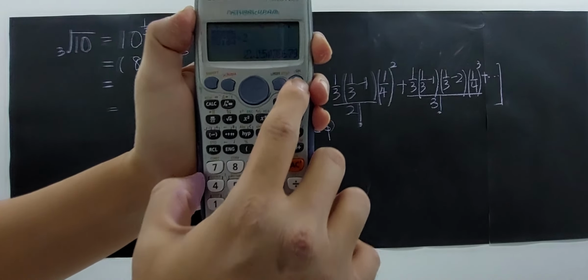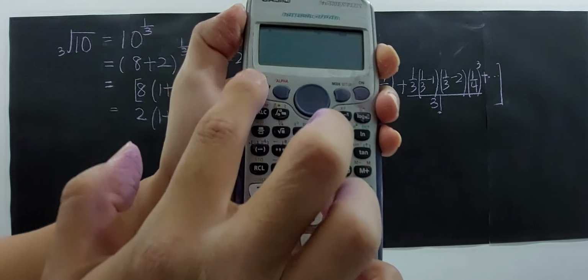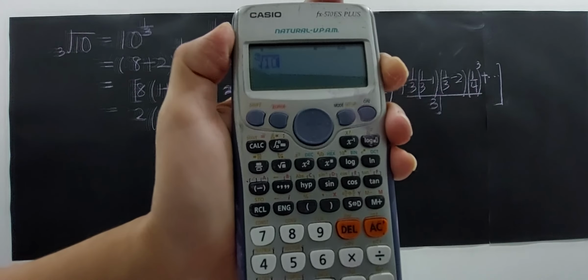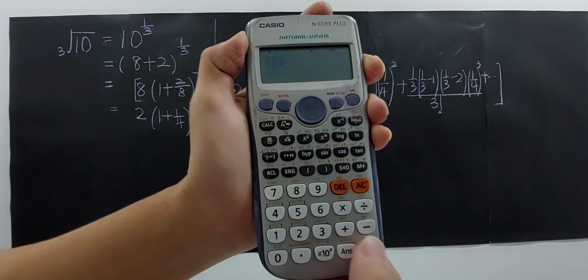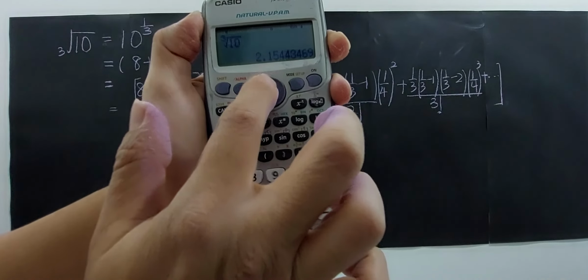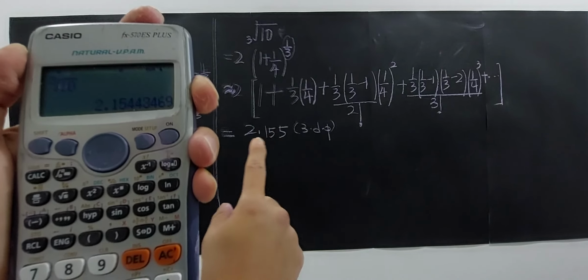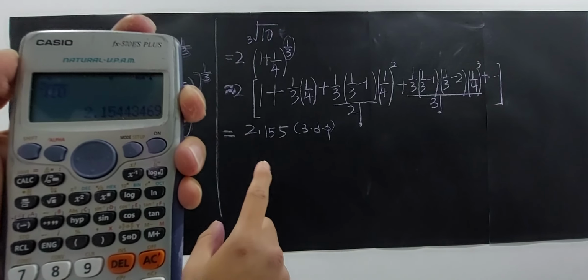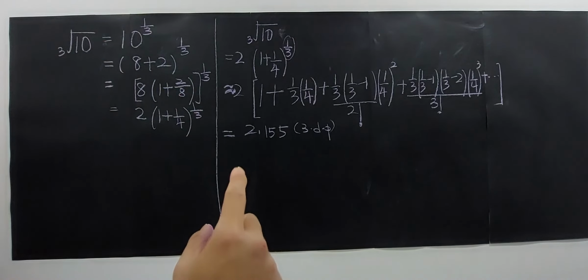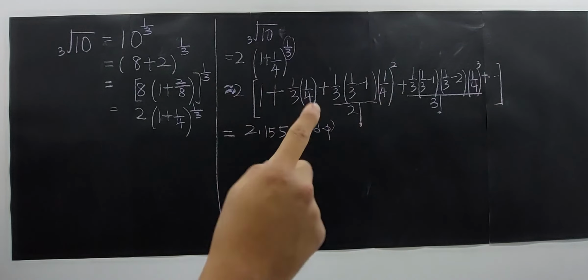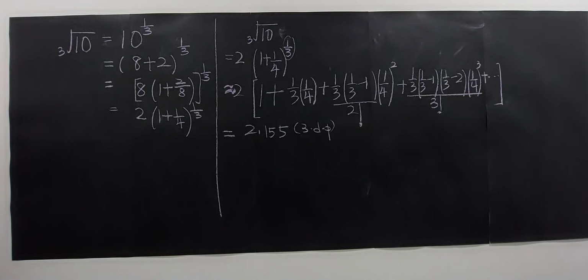If you use a calculator to find the cube root of 10, you get 2.154. They are almost the same after approximation. So this means that the binomial expansion helped me evaluate this irrational number. Alright, I think that's all for this video.